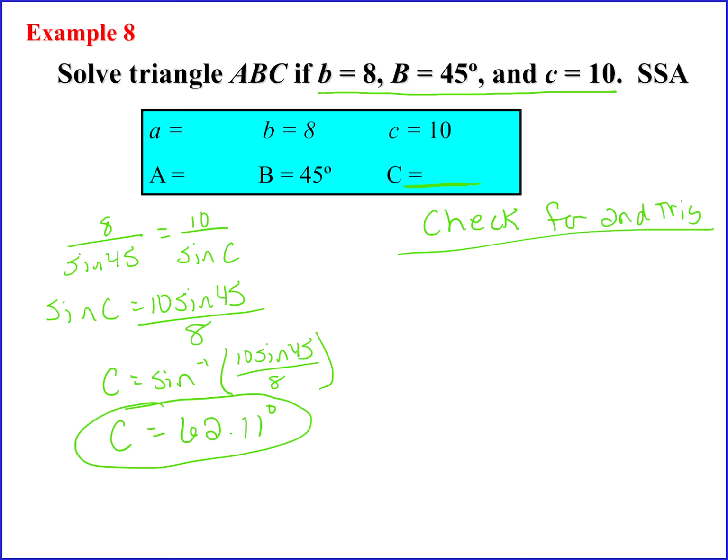Okay, whenever we get one answer, we automatically have to check for a second triangle. So when I check for my second triangle, remember that takes 180 minus 62.11. And if I do that, I get 117.89 is another possibility.